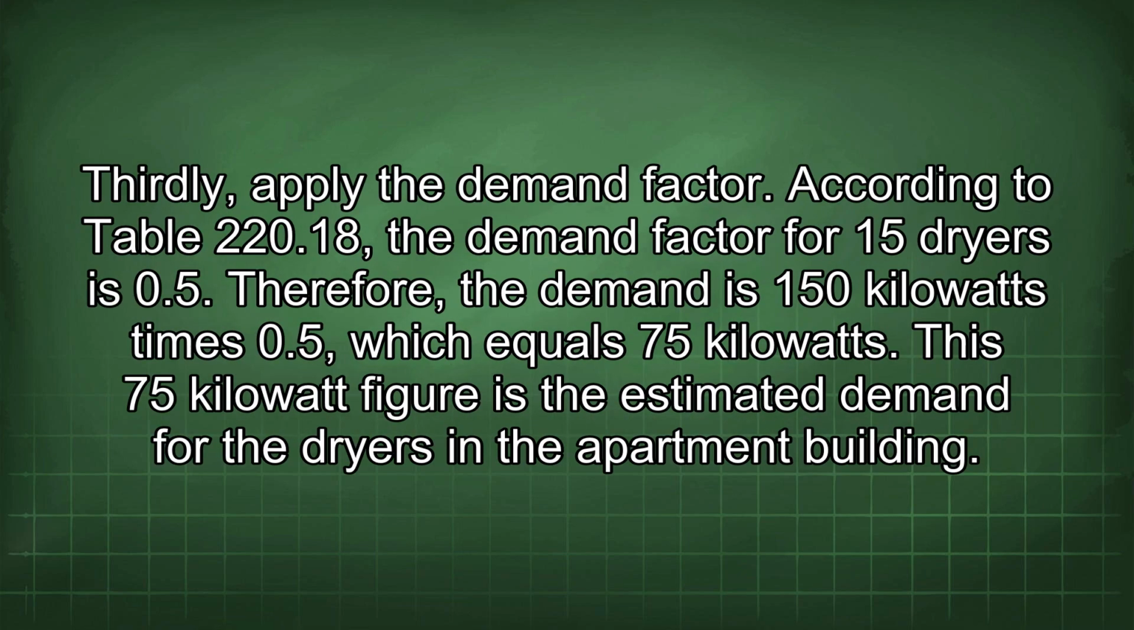Thirdly, apply the demand factor. According to Table 220.18, the demand factor for 15 dryers is 0.5. Therefore, the demand is 150 kilowatts times 0.5, which equals 75 kilowatts. This 75 kilowatt figure is the estimated demand for the dryers in the apartment building.